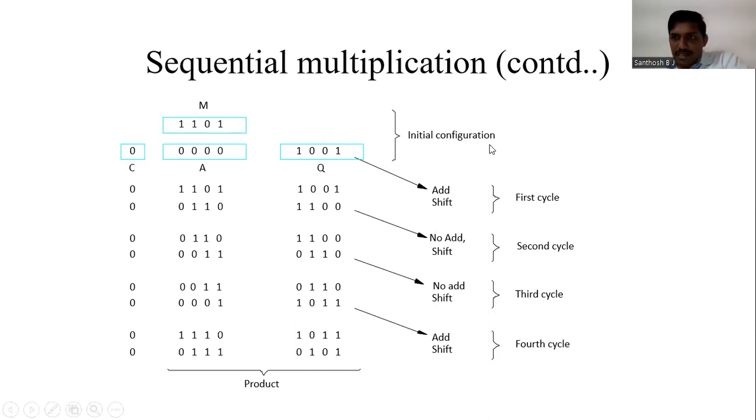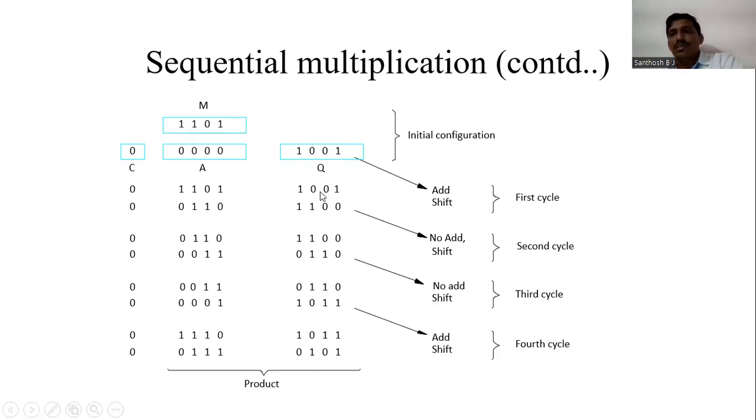Write the initial configuration first. So what is the least significant bit? 1. If it is 1, you can add with the multiplicand. So see here, multiplicand and register. Initial register is 000. So check here: 101, 0, 1 plus 0, 1, and 1 plus 0, 1, 101. And carry is 0. And write Q as it is. The addition is over.